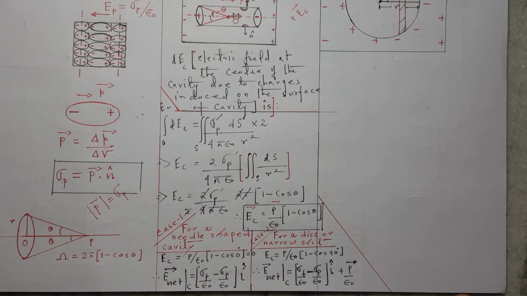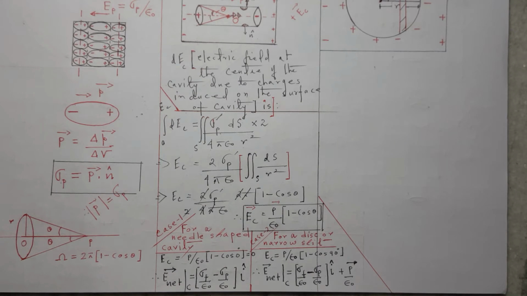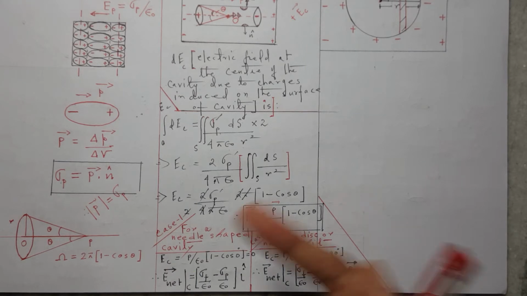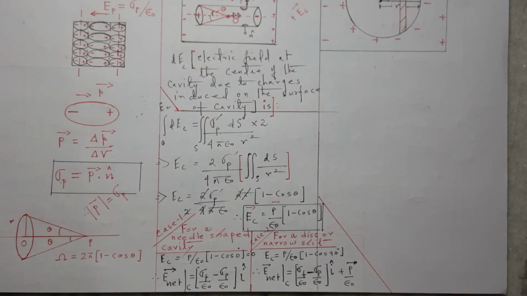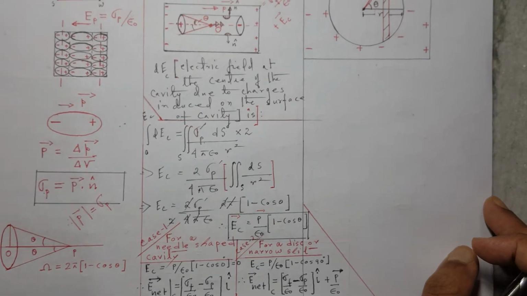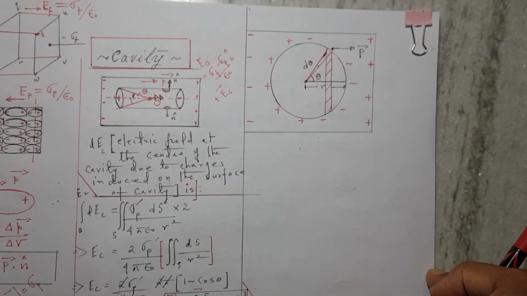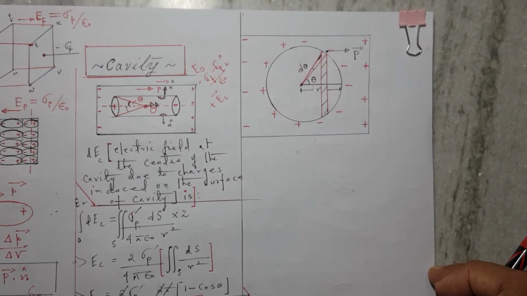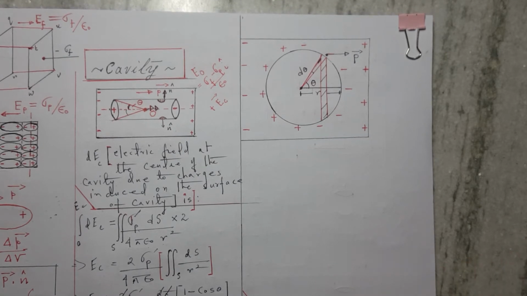So what we basically observe in these two cases is that, depending on the shape of the cavity, the electric field at its center varies accordingly. Now we will see what happens in the case of a spherical cavity. Suppose that there is a spherical cavity inside the dielectric slab.